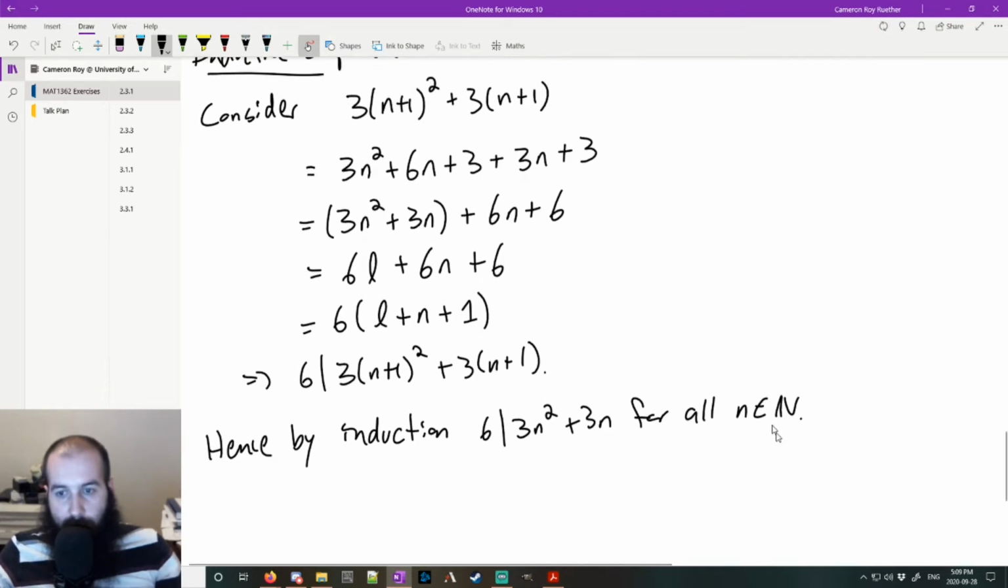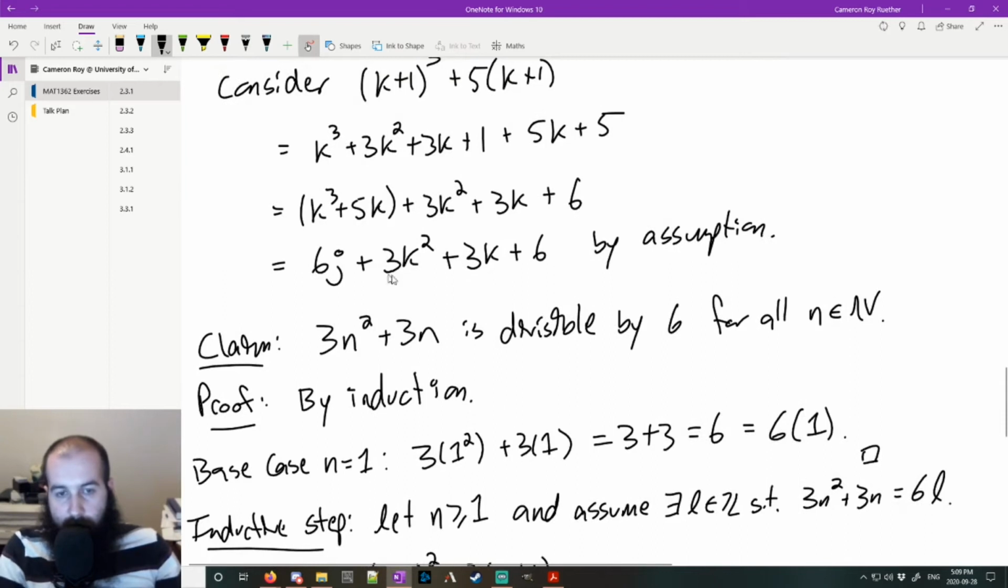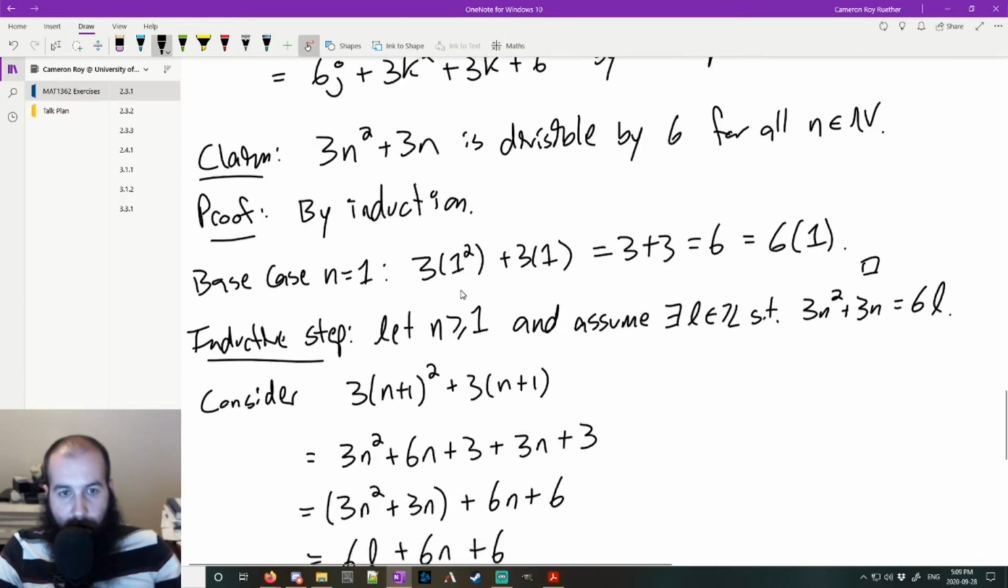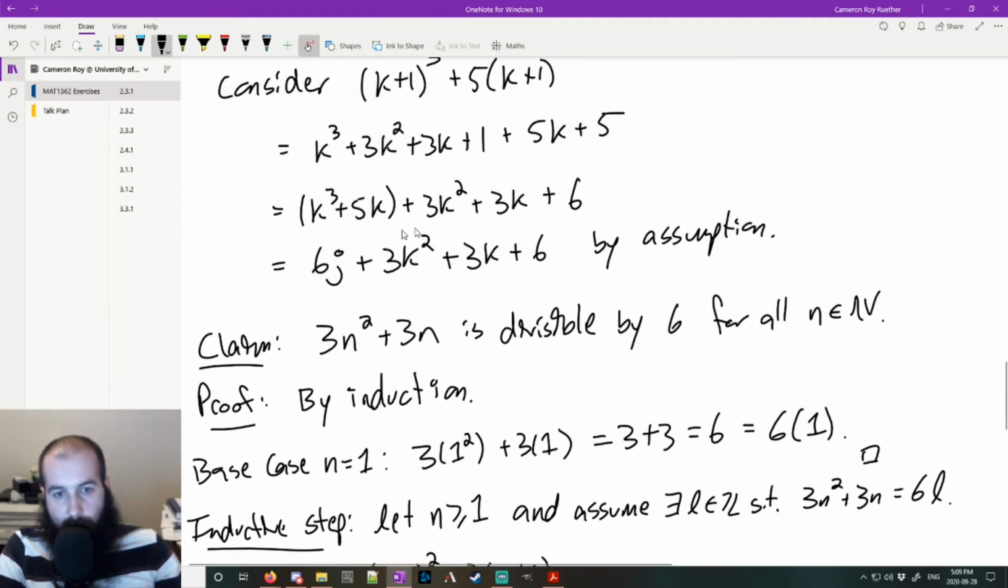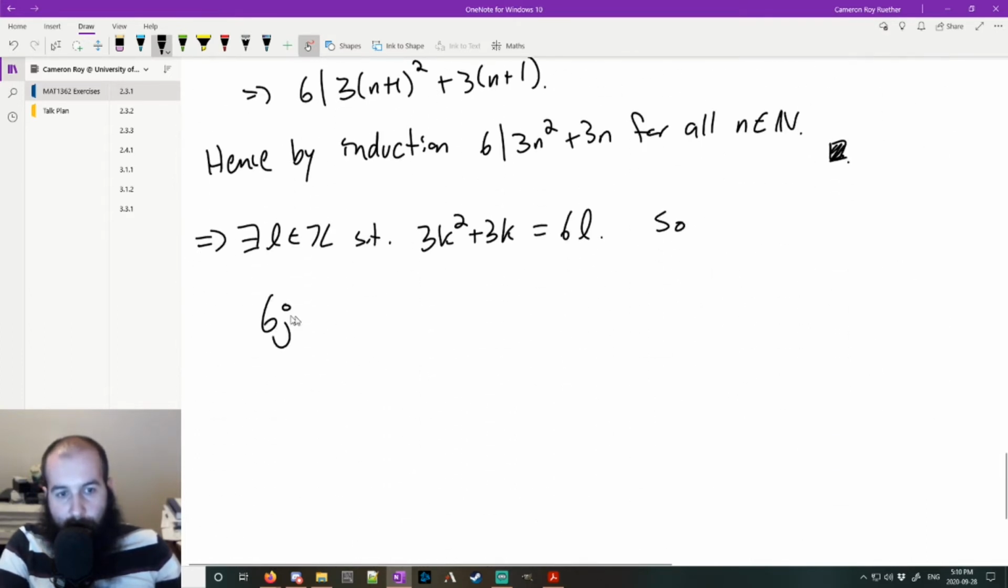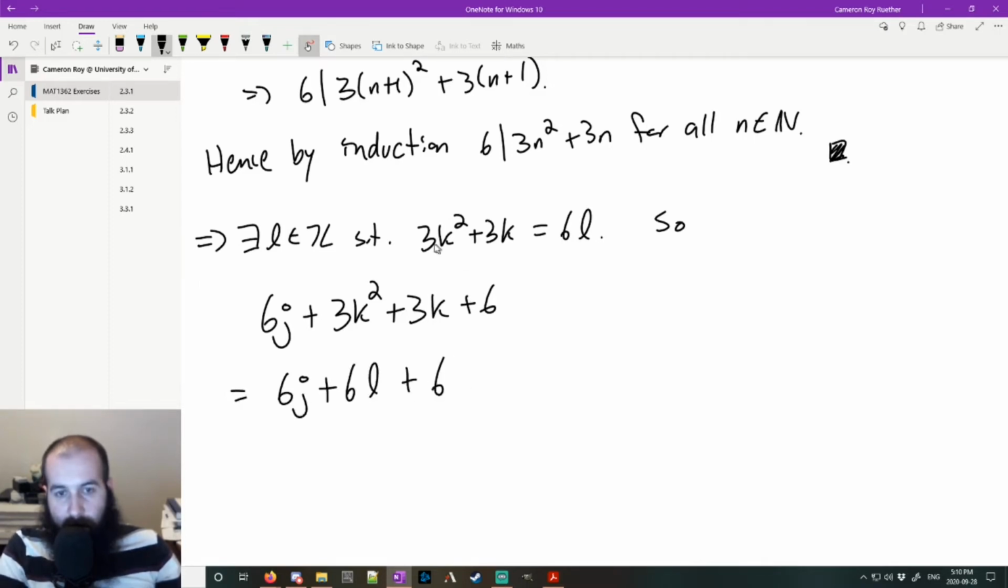So now, since we've proven this, we can use the fact that 3k squared plus 3k is divisible by 6. So we can say this implies that there exists, I'll use L again, an integer such that 3k squared plus 3k is 6L. And so we can take our expression up above, which is 6j plus 3k squared plus 3k plus 6. This expression that we were working on is equal to 6j plus 6L plus 6, since we now know that this middle part is divisible by 6. So we can factor the 6 out. j plus L plus 1 is an integer, so we have that our original expression is 6 times an integer.